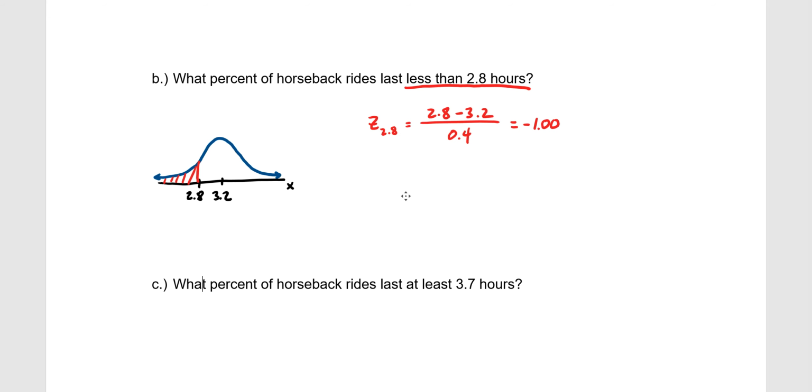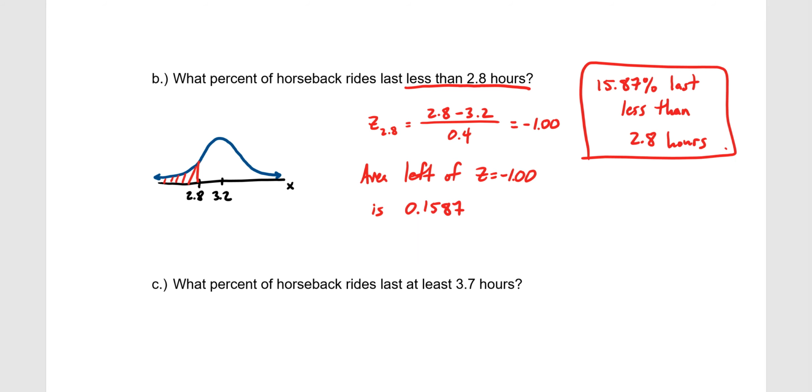And I'm just going to skip drawing the other curve for this one. So looking up the area to the left of z equals -1, that's going to be 0.1587 on the z table. So that means our answer as a percent is 15.87%.